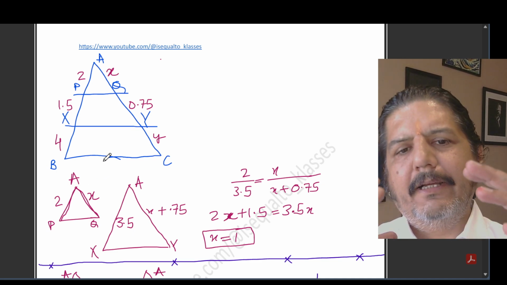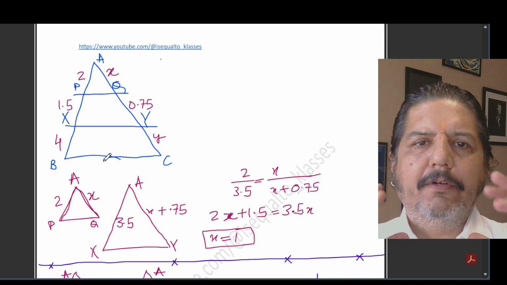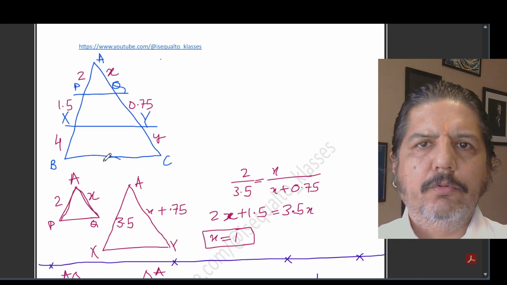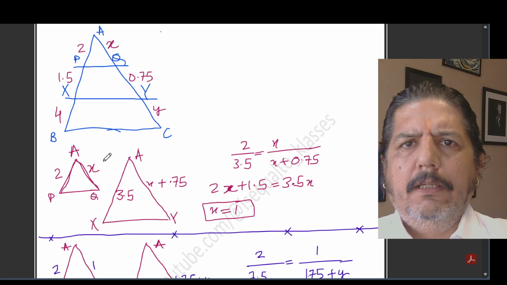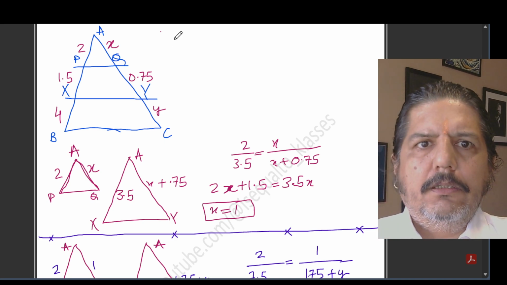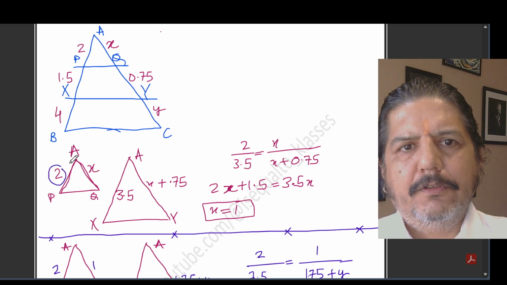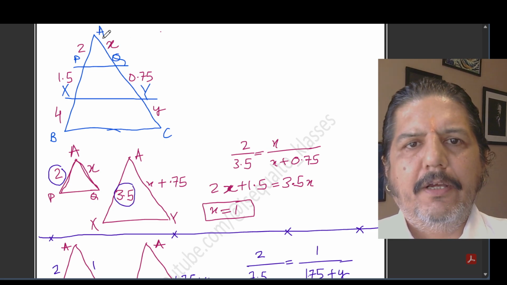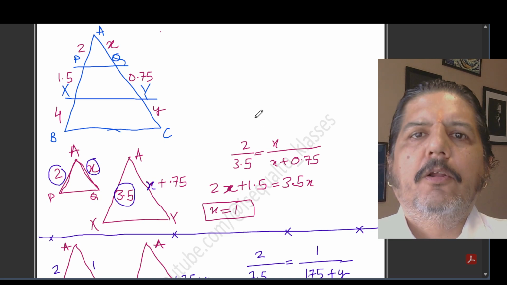I have broken the triangle so that you can understand how I attempt similar triangles. Whenever I attempt similar triangles, I break the two triangles so that I can look at the corresponding sides very clearly. So I have marked the lengths of the sides also for your comfort. This is 2, this is 1.5 plus 2, which is 3.5. This is x, and this is x plus 0.75. Now I'll just take the ratios.